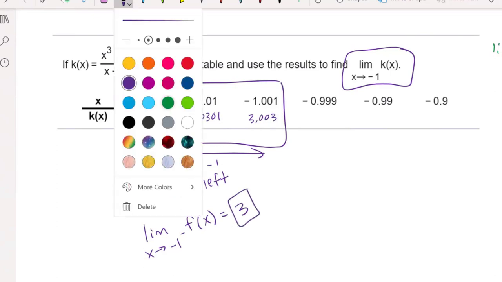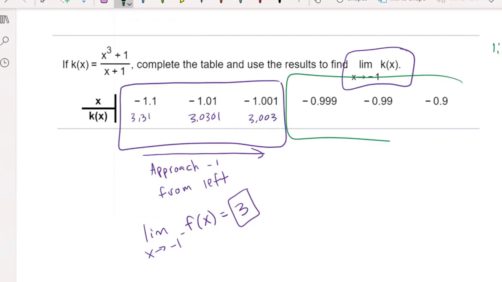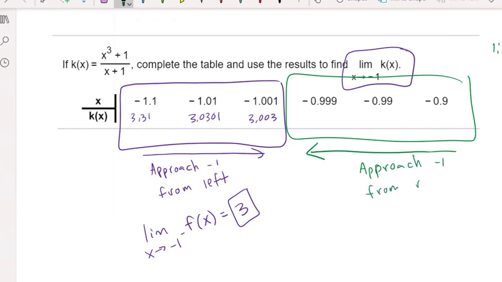Now, let me do it in a different color. Let's say we want to look at the right side. So we're approaching -1 from the right side now. We're getting smaller as we go. I usually like to go from the largest and then go downward, so I'm going to start with -0.9 and then go that way. So this is approach -1 from the right. This is basically us finding the limit as x approaches -1 from the right side.